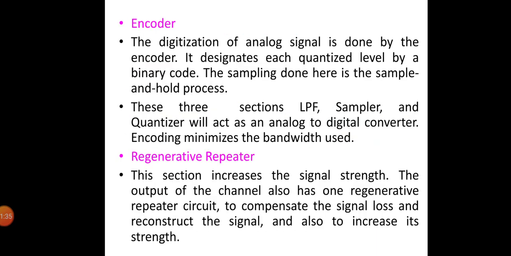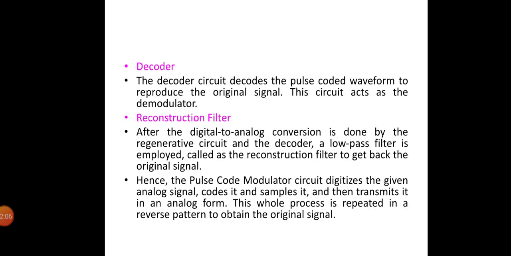The encoder does the digitization of the analog signal. It designates each quantized level by a binary code, and the sampling done here is the sample and hold process. These three sections, that is the LPF, sampler, and quantizer, act as an analog to digital converter. Encoding minimizes the bandwidth used, and the regenerative repeater section increases the signal strength. The output of the channel also has one regenerative repeater circuit to compensate for the signal loss, reconstruct the signal, and also to increase the strength.